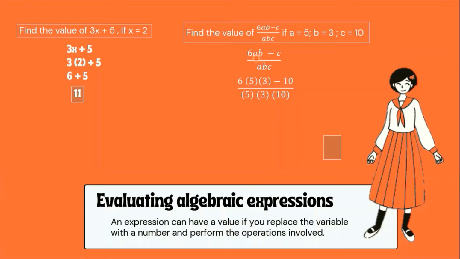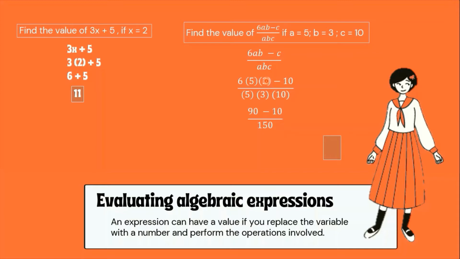So, yung A, itong dalawang A ay papalitan natin ng 5. Ang dalawang B ay papalitan natin ng 3. And then, yung C ay papalitan natin ng 10. And then, let's perform the operation according to GEMDAS. 90 minus 10 over 150. Saan nanggaling itong mga numbers na ito? 90 ay nanggaling dito sa 6 times 5 times 3.